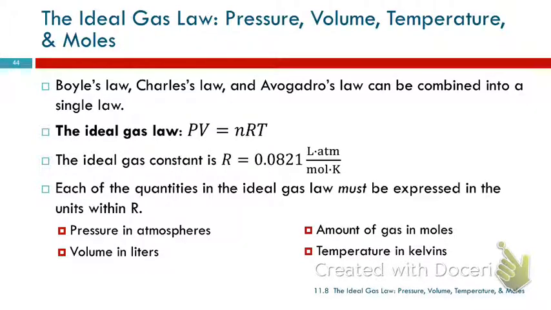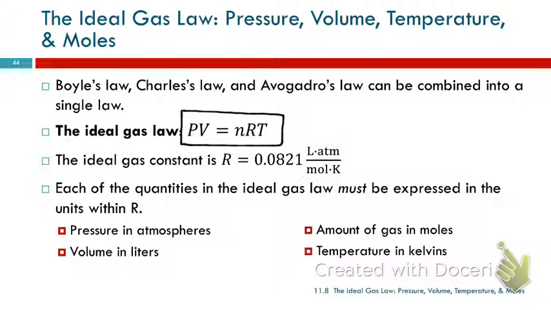So we can combine these three simple gas laws into a single gas law. If you're interested in the math, ask me and I'll show you. What we end up with is what's known as the ideal gas law: PV equals nRT, sometimes referred to as "PIV-NERT."